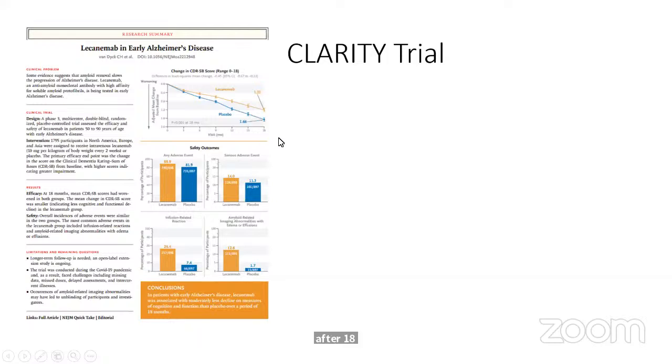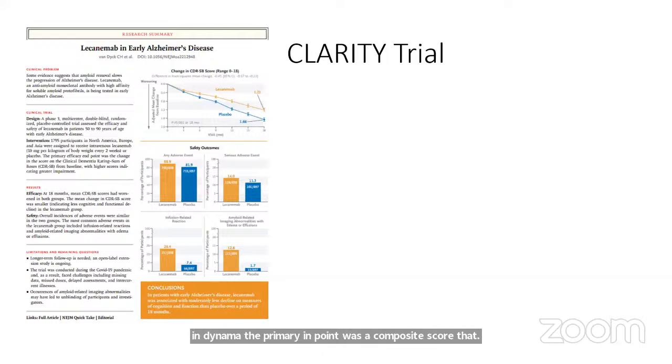It's very important when you read the trial, whether for lecanemab or donanemab, to know what is the primary endpoint. So for lecanemab, the primary endpoint was CDR, Clinical Dementia Rating Scale, that we will be talking about later on in the workshop, which is a pure functional assessment scale, while in donanemab, the primary endpoint was a composite score that's taking both cognitive and functional aspects into consideration.